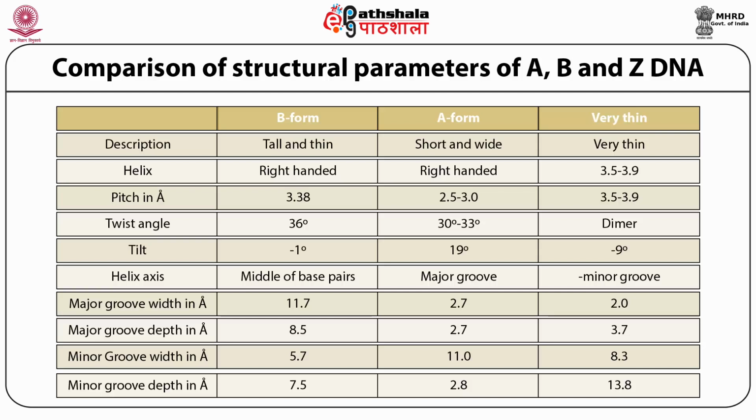In A form, it is wider. It is 11 angstrom and 2.8 angstrom. And in Z DNA, it is 8.3 angstrom and 13.8 angstrom.